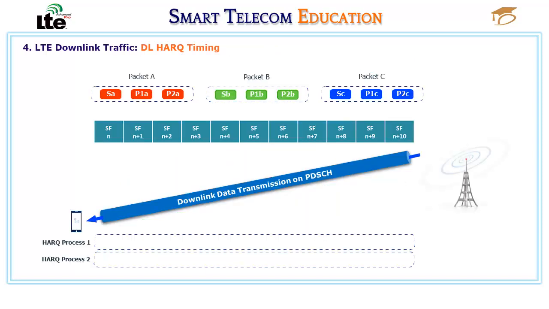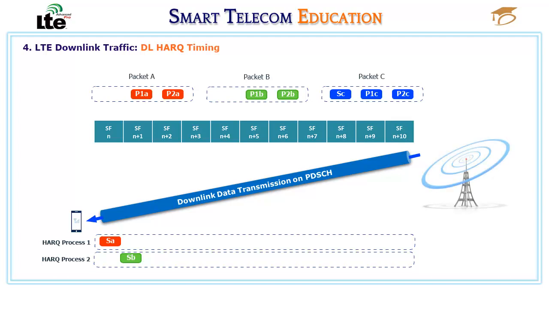In this example, the eNodeB begins to send packet A to the UE by sending the first set of coded bits, SA, over the PDSCH in subframe N. The UE stores the bits in HARQ process 1 and begins to decode them. While it is waiting for the UE's response, the eNodeB sends a new packet to the UE, transmitting bits SB in subframe N+1. The UE stores the bits in HARQ process 2 and begins to decode them.